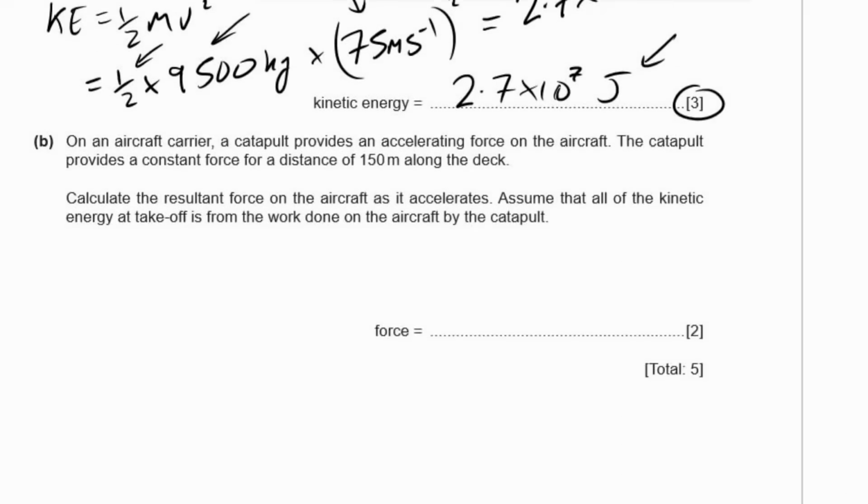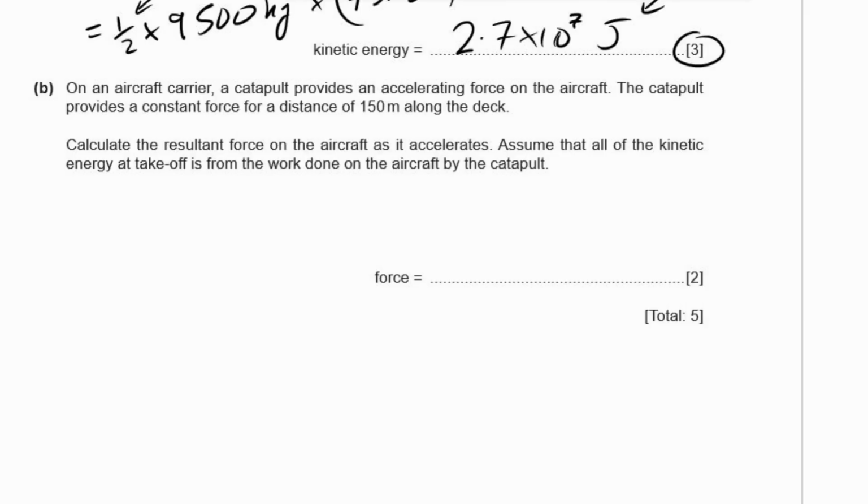Right. B. On an aircraft carrier, a catapult provides an accelerating force on the aircraft. It's true, it's actually driven by steam, if memory serves. The catapult provides a constant force for a distance of 150 meters along the deck. Well, certainly it used to be driven by steam. Don't know if it still is. Calculate the resultant force on the aircraft as it accelerates. Assume that all of the kinetic energy at takeoff is from the work done on the aircraft by the catapult.